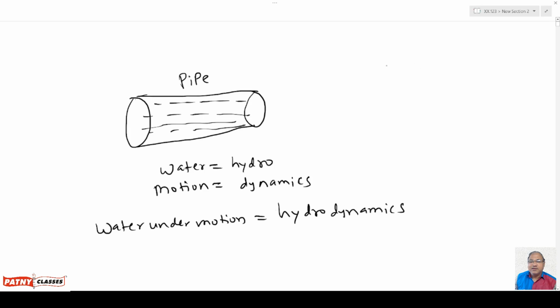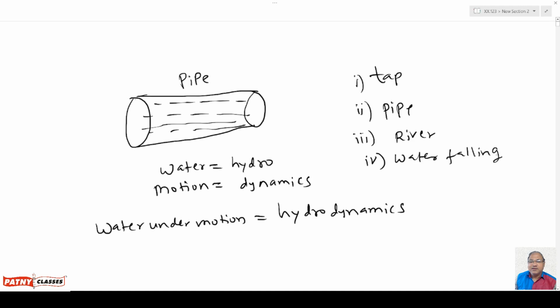Example, water is flowing through the tap, water is flowing through the pipe, water is flowing through a river, water is falling on a turbine, and the turbine is rotating, producing electricity. Those are turbine blades. So wherever the water is involved and water is flowing from one place to another place, then we call it hydrodynamics, that study.